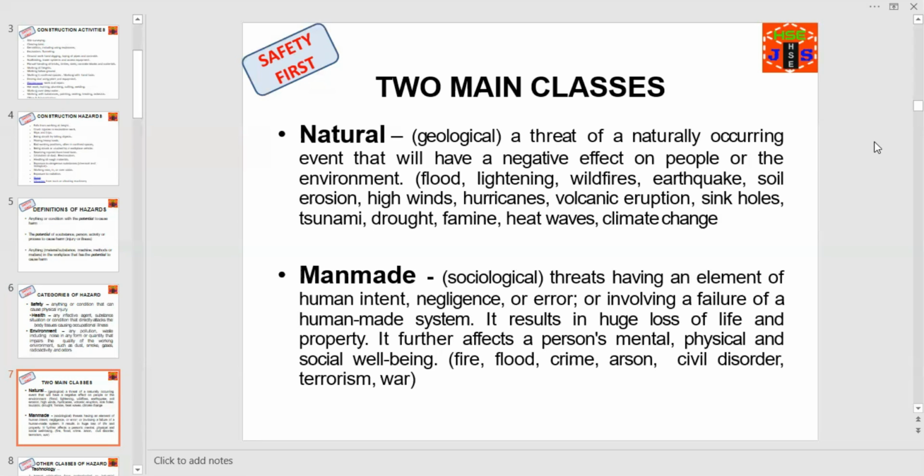While the man-made are sociological threats having an element of human intent, negligence, or error involving a failure of a human-made system. It results in huge loss of life and property. It further affects a person's mental, physical, and social well-being, like fire, flood, crime, arson, civil disorder, terrorism, or war. These all are the examples of sociological or man-made hazards.